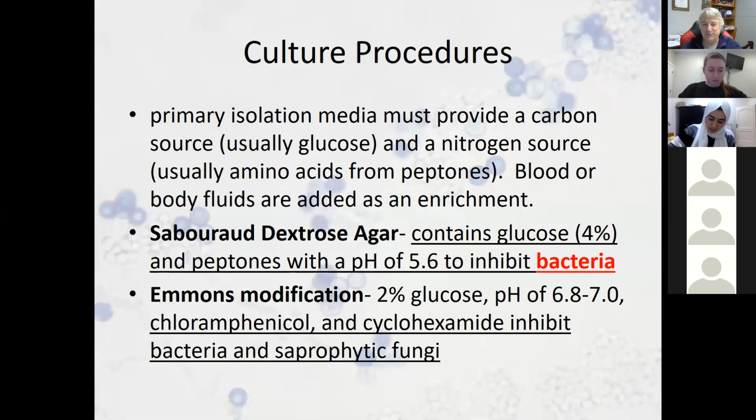Culture procedures. Primary isolation media must provide a carbon source, so we put some sugar in there, and a nitrogen source, so we put some peptones. Blood or body fluids are added as an enrichment. So our Sabouraud dextrose agar, or SDA, contains 4% glucose and peptones with a pH of 5.6 to inhibit bacteria. So that's why you would want to switch to Sabouraud instead of TSA with blood agar, right? Because if you get bacterial growth, it may confuse you.